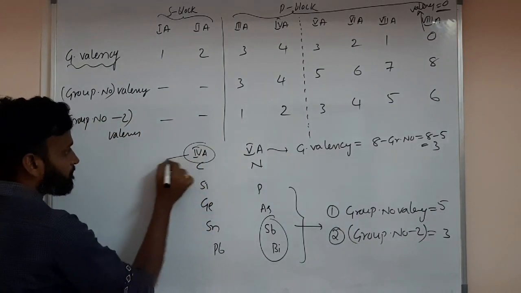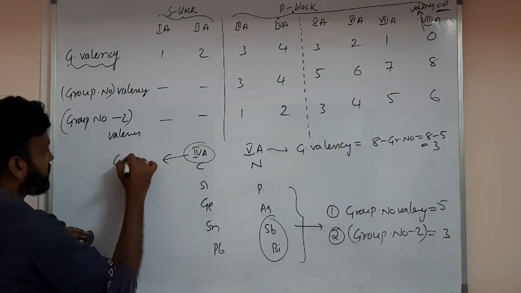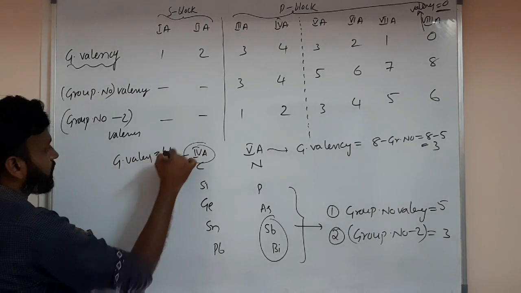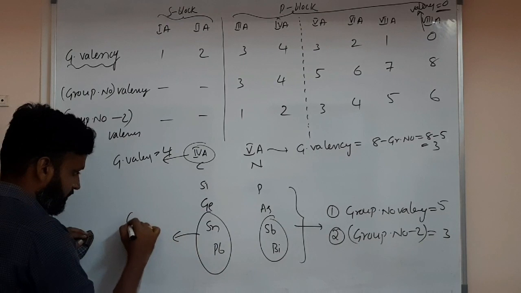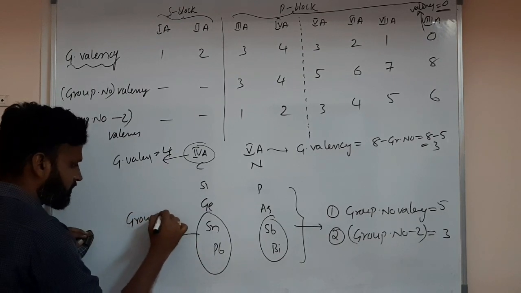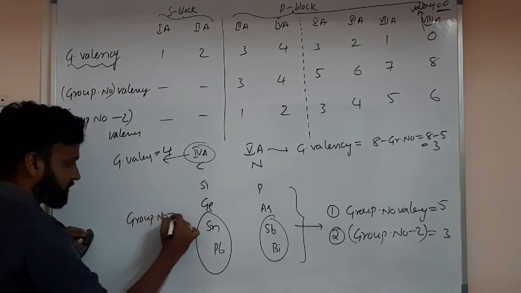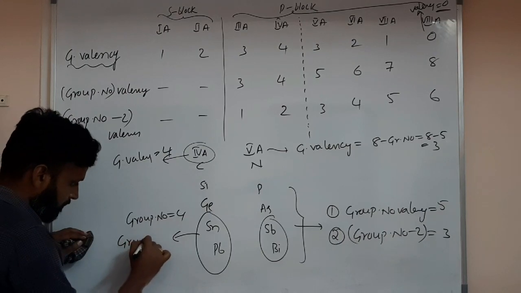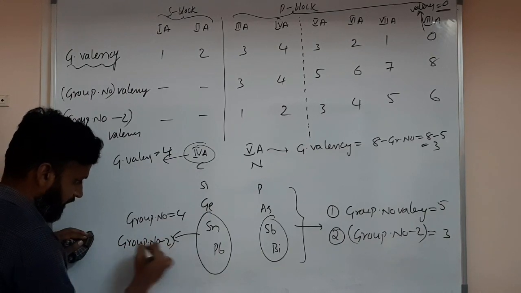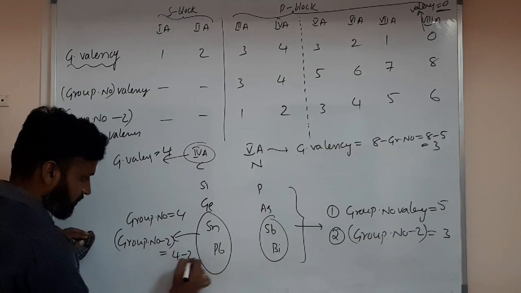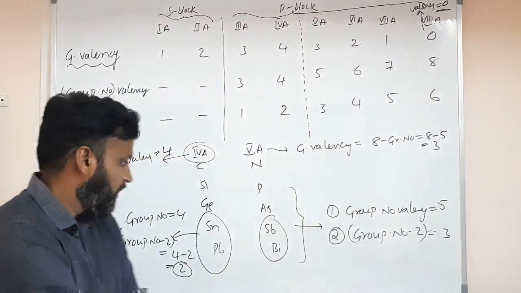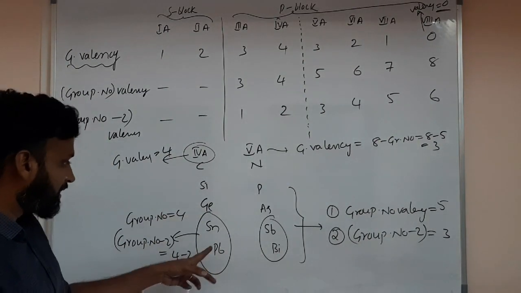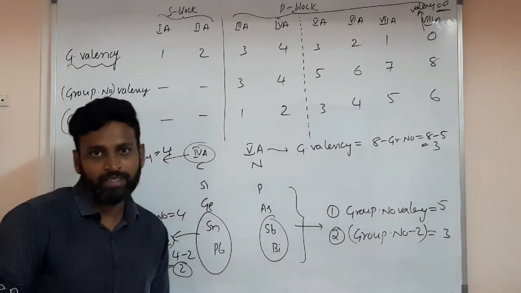Similarly, for this 4th A, the general valency is the group number, that is 4. But as going down, these elements have group number valency, which is 4. But group number minus 2 valency means 4 minus 2, that is 2 valency. Understanding everyone? So group number minus 2 valency is also possible here.